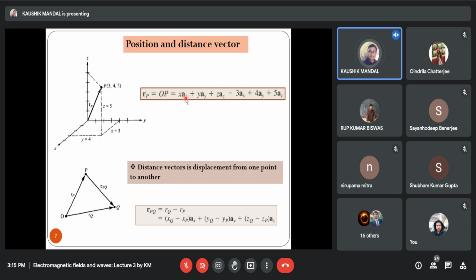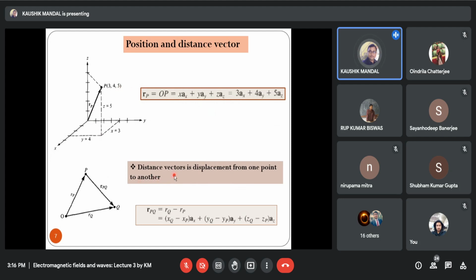What will be its vector form? Obviously, ax is the unit vector along x, then y ay, where ay is the unit vector along the y-axis, and z az, where az is the unit vector along the z-axis. Now you just put in the corresponding values. Along the x-axis it is 3, along the y-axis it is 4, along the z-axis it is 5. So it becomes 3ax plus 4ay plus 5az.